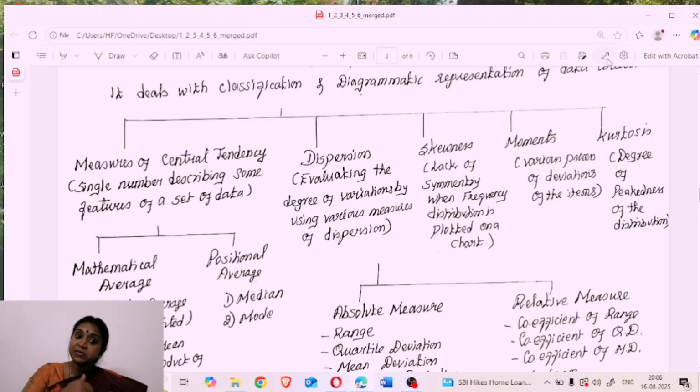Skewness is lack of symmetry in a frequency distribution that is plotted on a chart. Moments, the process of deviation, are called moments. The degree of peakedness of the distribution is called kurtosis. These are the basics you need to understand. In the next class, let's understand mean, median, mode, standard deviation, variance all in detail.